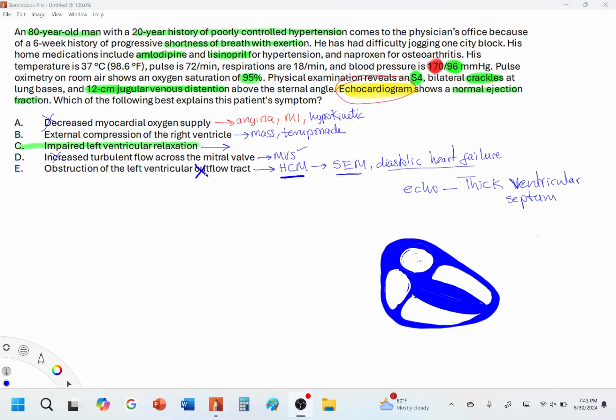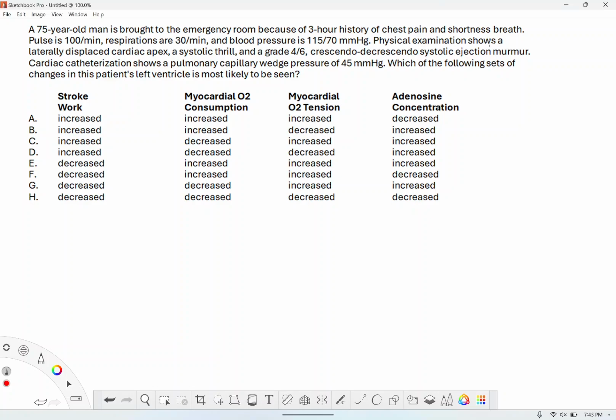Okay, all right, let's go to our next. Okay, so this question is talking about a 75-year-old man brought to the emergency room because of a 3-hour history of chest pain and shortness of breath. Pulse is 100 per minute, respirations 30 per minute, and blood pressure is 115 over 70 millimeters of mercury. Physical examination shows a laterally displaced cardiac apex and a systolic thrill in a grade 4 out of 6 crescendo-decrescendo systolic ejection murmur. Cardiac catheterization shows a pulmonary capillary wedge pressure of 45 millimeters of mercury. Which of the following sets of changes in this patient's left ventricle is most likely to be seen?